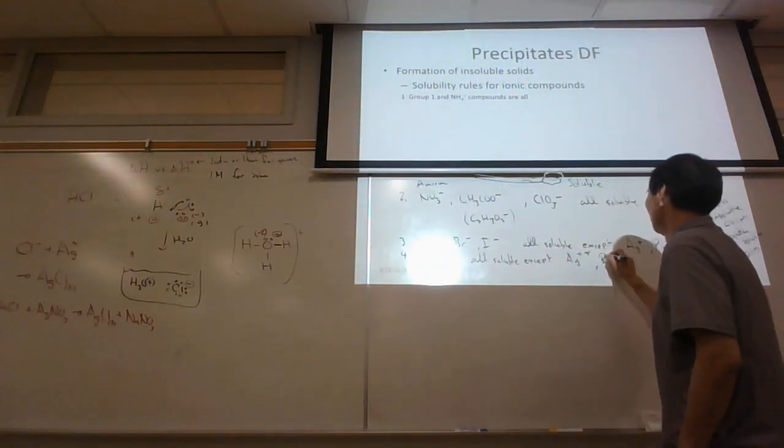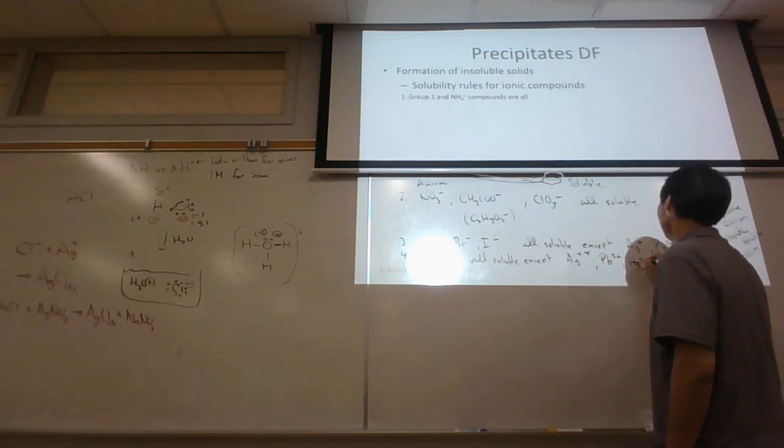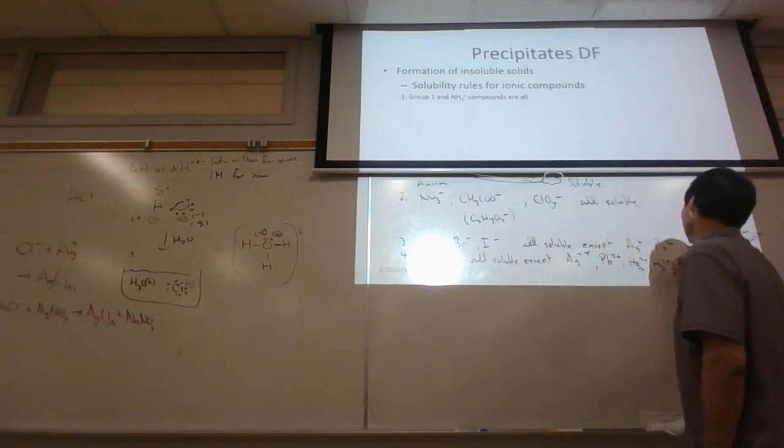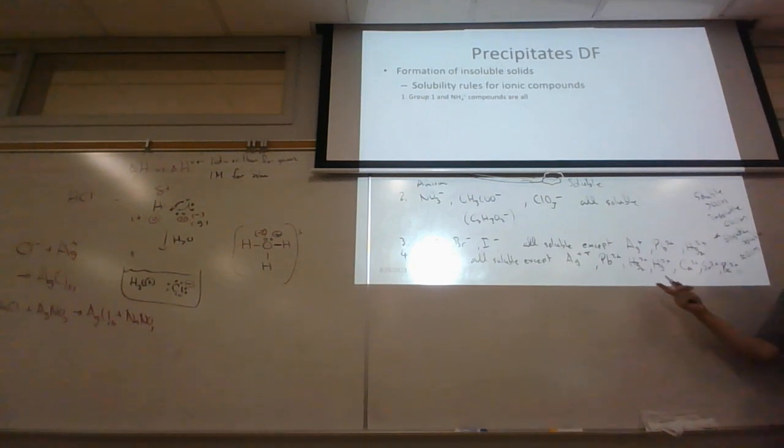Silver, lead 2, mercury 1, mercury 2, calcium, strontium, and barium. So a few more exceptions here. So sulfates are all soluble except for things like lead 2 sulfate. They'll be insoluble. What about iron 3 sulfate? Iron 3 sulfate would be soluble. It's not one of the exceptions.